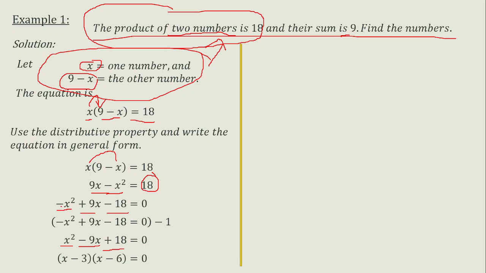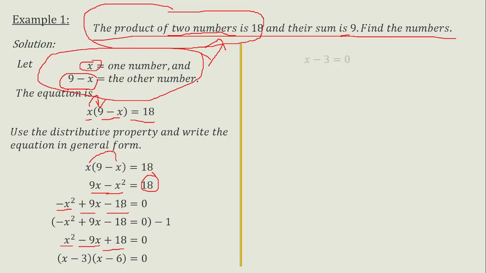Again, if you have doubts about my answer here, you can apply the FOIL method. So, x times x is x squared. x times negative 6, negative 6x. Negative 3 times x, negative 3x. Negative 6x plus negative 3x, the answer is negative 9x. Then negative 3 times negative 6, the answer is plus 18 or positive 18. So this is the factored form.